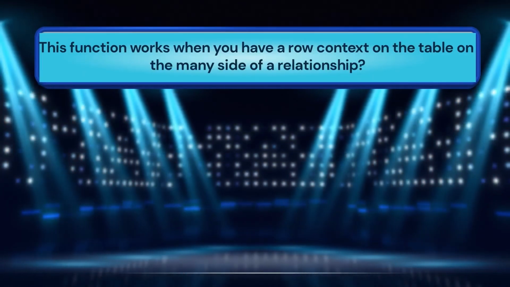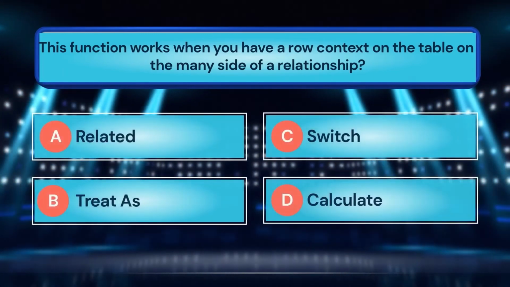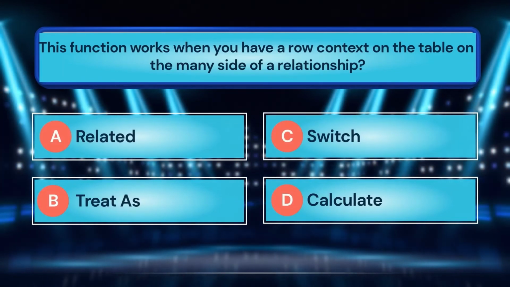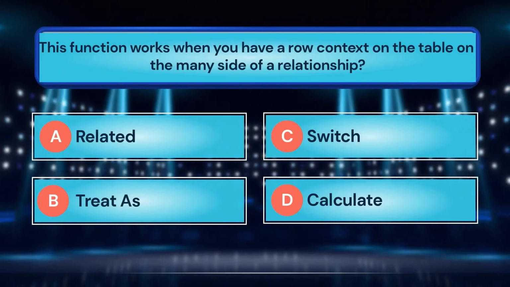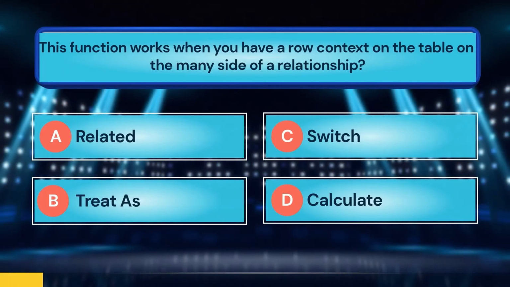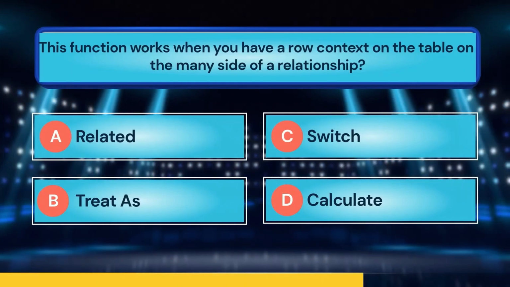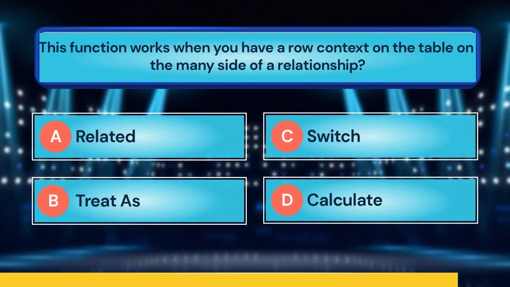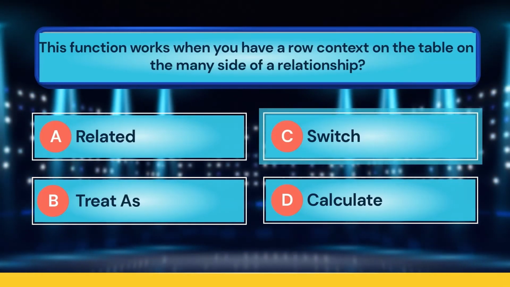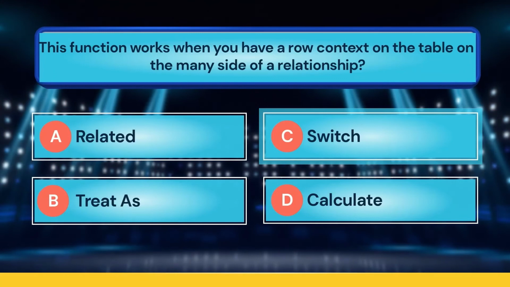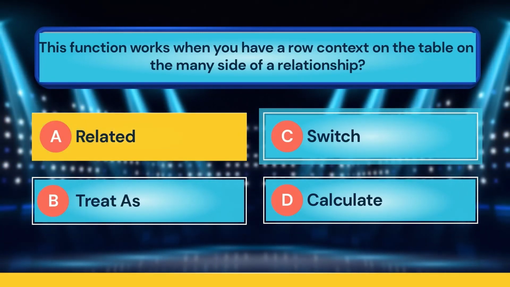This function works when you have a row context on the table on the many side of a relationship. A. Related. B. Treat as. C. Switch. D. Calculate. Time is up. The correct answer is A. Related.